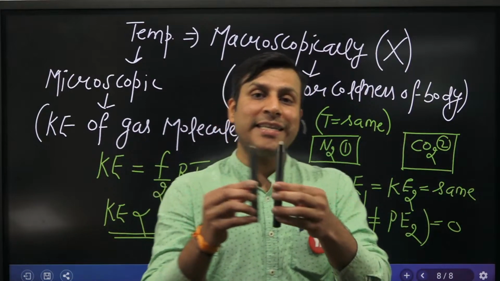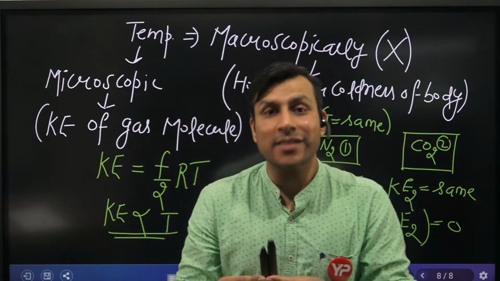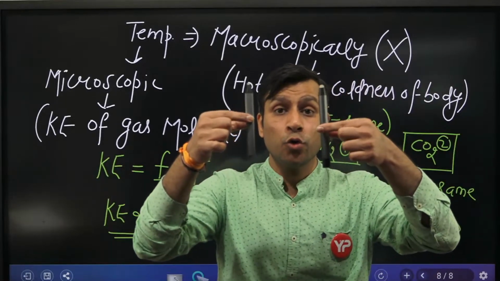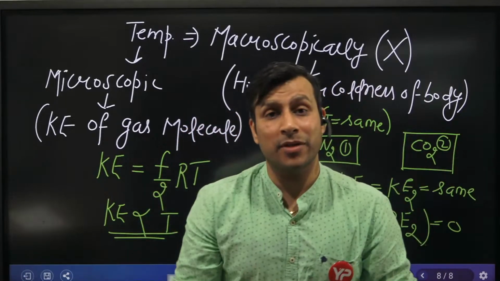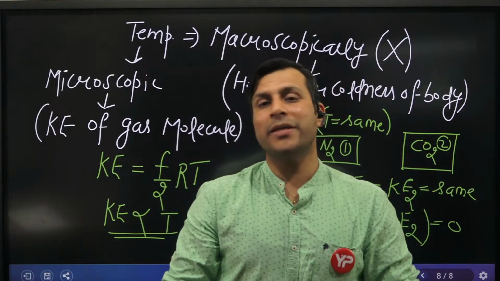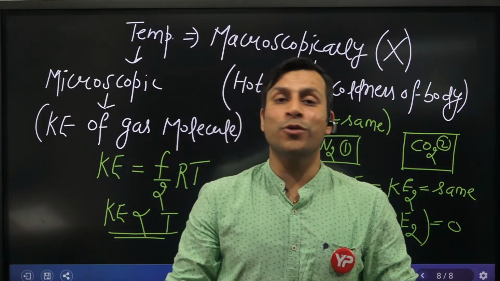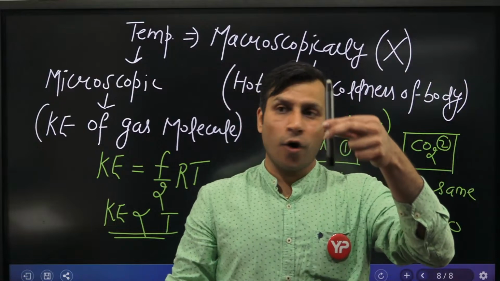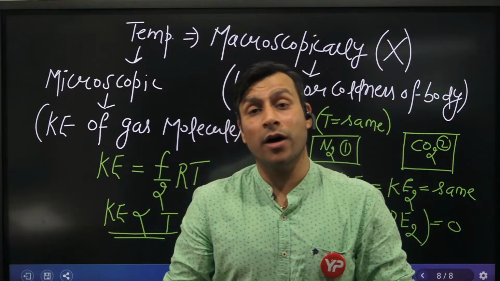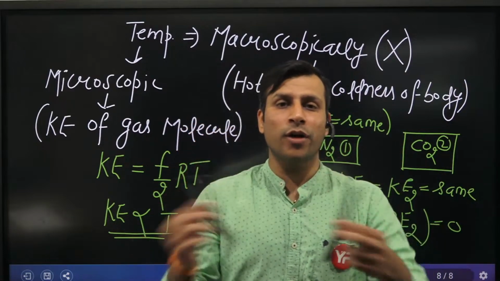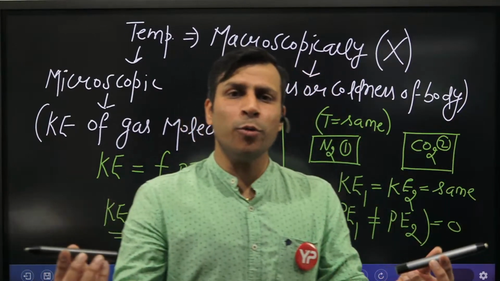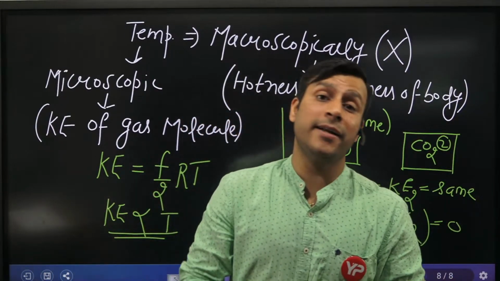Why? Because the internal energy of a substance is the sum of what? Kinetic energy plus potential energy. Although these are two materials at the same temperature, their kinetic energy is the same, but their potential energy is different. So you cannot say that their internal energy is the same. The internal energy of a copper rod and of a steel or iron rod will be different at the same temperature. So at the same temperature, two different materials will have different internal energy.